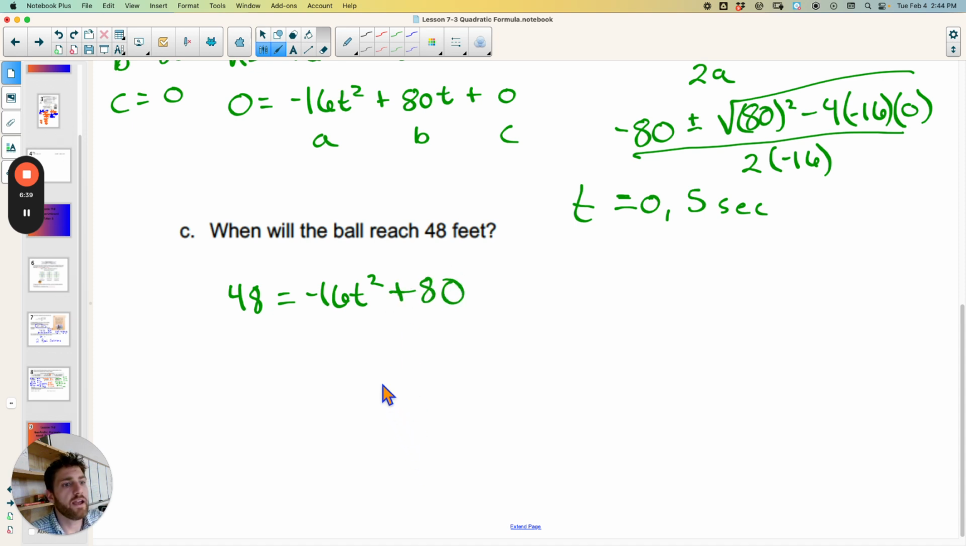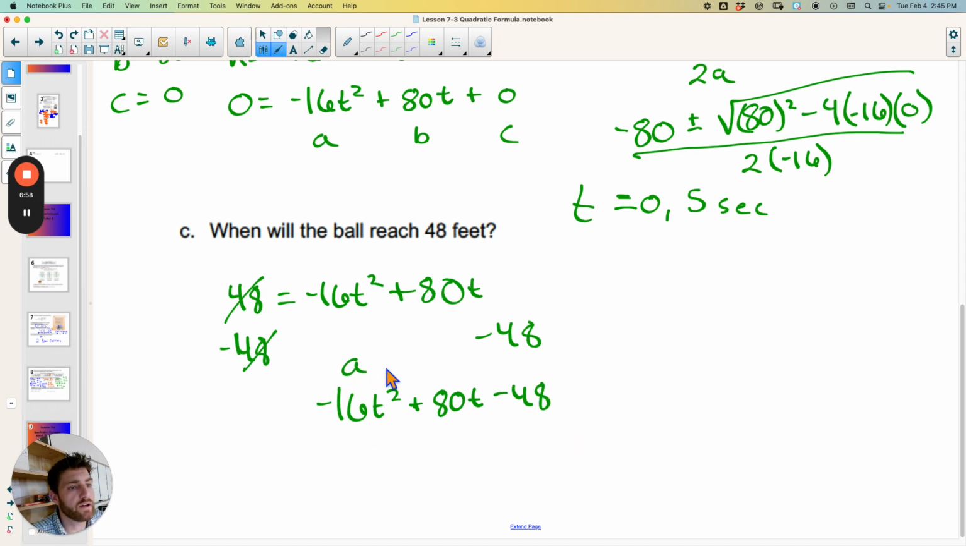Okay, and you can subtract 48, and that's going to give you negative 16t squared. Oh, this should be a t here. Plus 80t minus 48. Okay, and this would be your A, B, and C. And I know that last time I made this a positive, and you can do that by switching the sign on all of those. But you should come to the same answer either way.